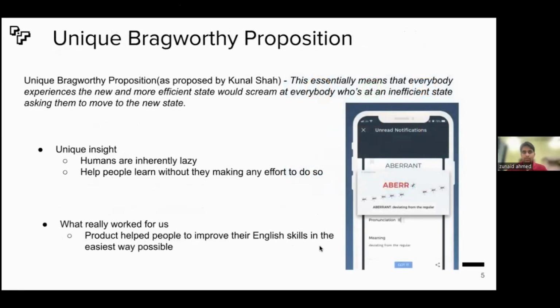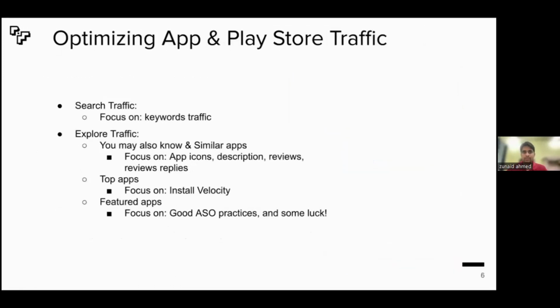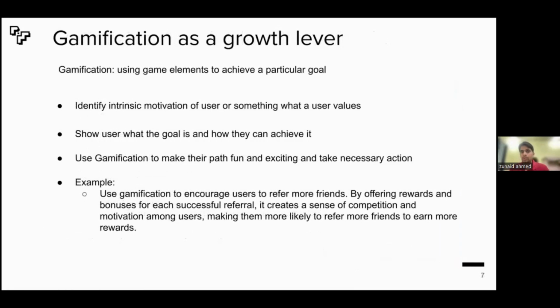So I already covered how we can optimize Play Store traffic. Now talking about the next concept, where we can use gamification as a growth lever. At a concept level, gamification is basically how we can use different game elements to achieve a particular goal. And how this process of gamification works is that, first of all, we need to identify what is the intrinsic motivation for a user to use the product. A user needs to have that motivation to use a particular product.